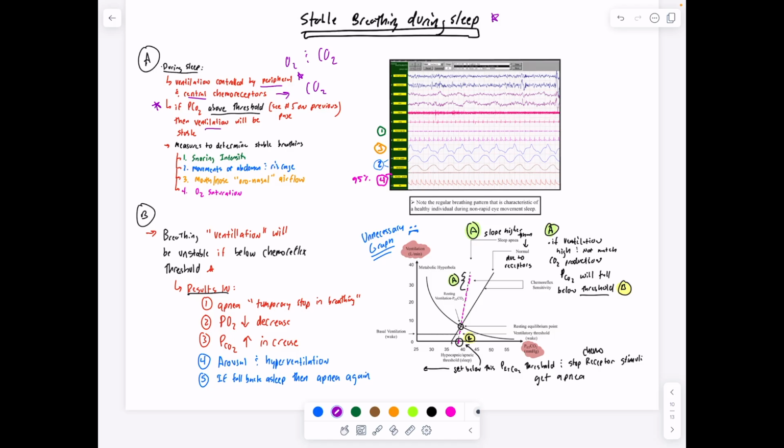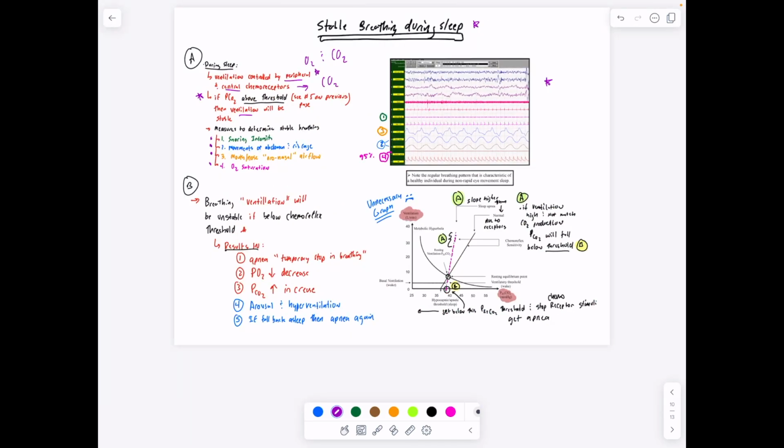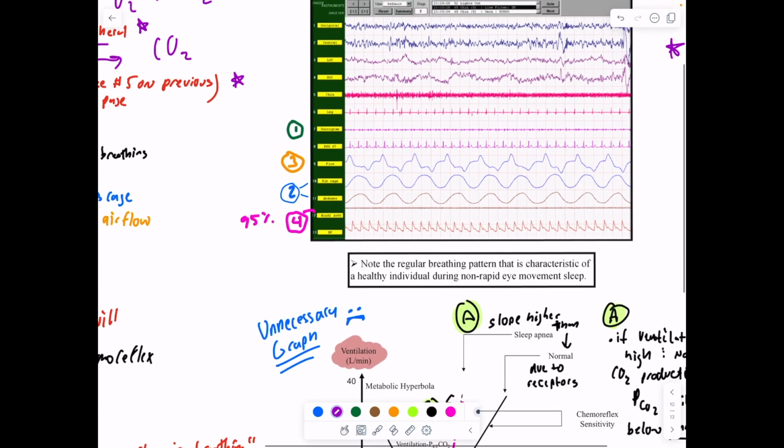The measures that determine stable breathing are based on carbon dioxide and oxygen partial pressures, but also snoring intensity. If you're snoring, you're not getting oxygen as well. Then movements of the abdomen and rib cage, which should be consistent, in and out for part of breathing. Then mouth and nose oronasal airflow, and a measure of your oxygen saturation. This is a graph of these 4 different measures to determine if you have stable sleep, and stable sleep comes as a result of our peripheral and central chemoreceptors measuring the carbon dioxide and O2. You can see, this is in stable sleep.